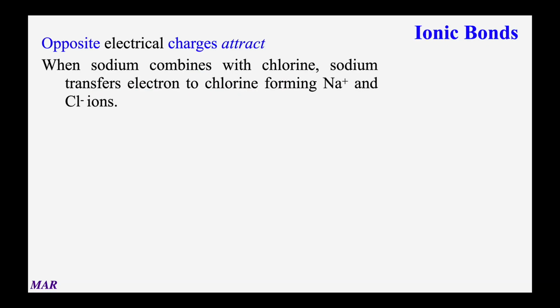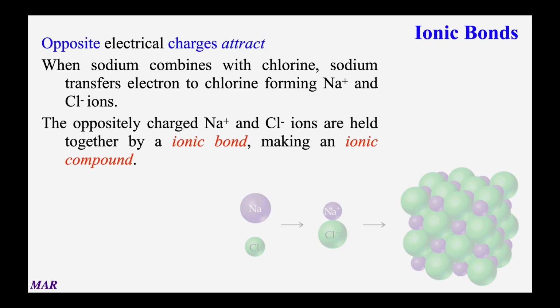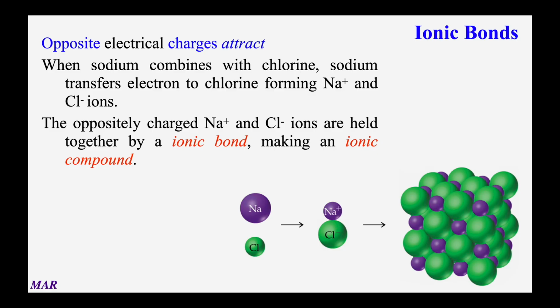Opposite electrical charges attract. So when you have a positive sodium and a negative chloride ion, there's going to be a pretty strong attraction right there. And that thing is called an ionic bond. So an ionic compound is just a compound where the glue, if you will, that holds the atoms together, comes from the attraction between positives and negatives. So in this case, sodium chloride is that.